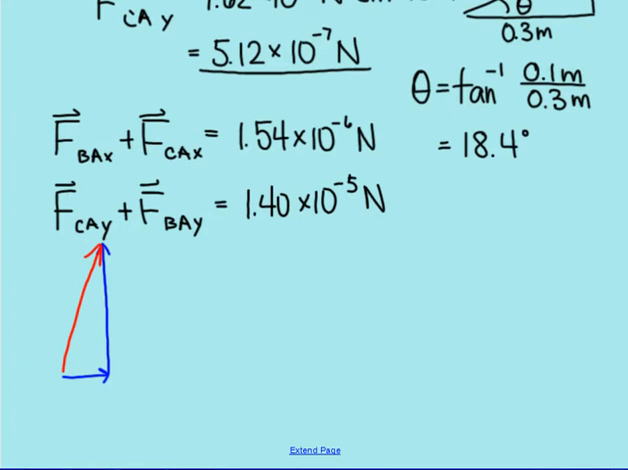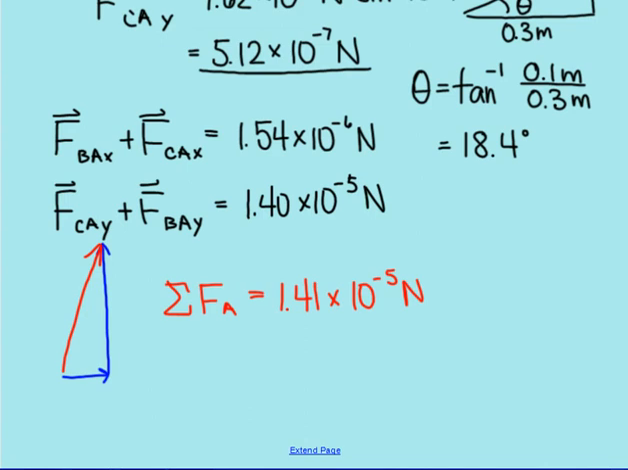Well, to find the resultant, I'm going to use the Pythagorean theorem. X squared plus y squared equals the total squared. And when I do that, I find that the net force on A has a magnitude of 1.41 times 10 to the negative 5th newtons. It's pretty similar to that y component, since that y component is so large.